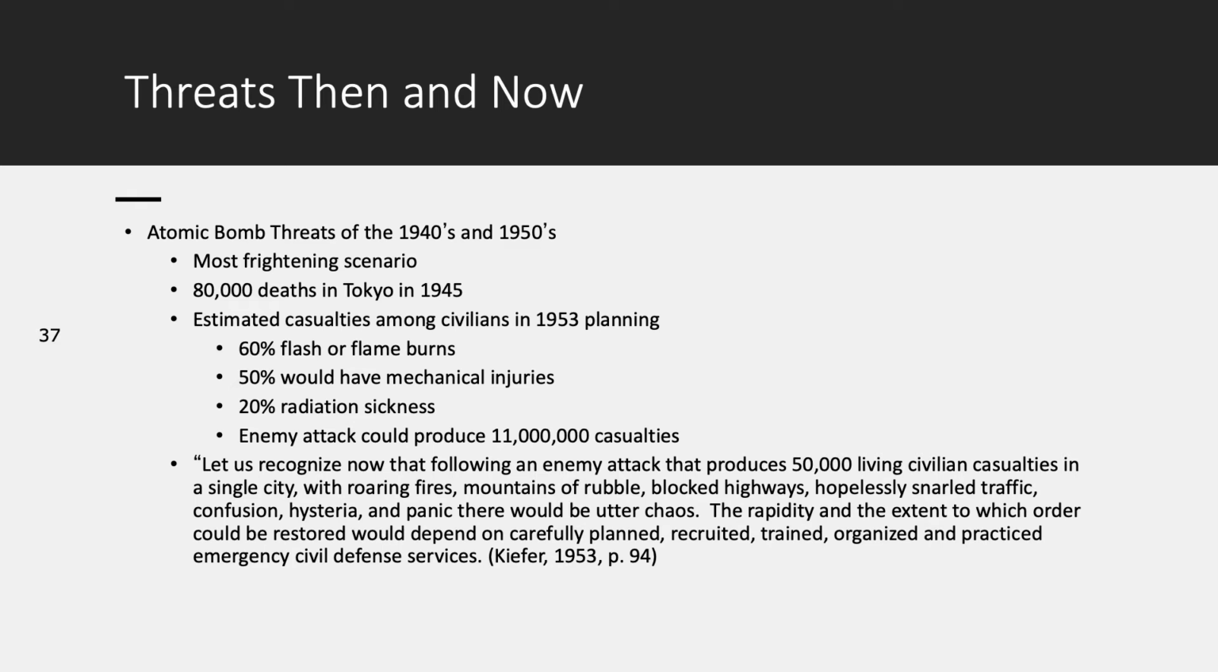One of the big threats then and now, obviously, is things like an atomic bomb. From the 1940s to the 1950s, it was considered the most frightening scenario. 80,000 deaths in Tokyo in 1945 might be nothing compared to what you might see today. The estimated casualties among civilians in 1953 planning was that 60% would have flash burns, 50% would have medical injuries, 20% radiation sickness, and an enemy attack could produce 11 million casualties. And obviously, you would have massive damage.